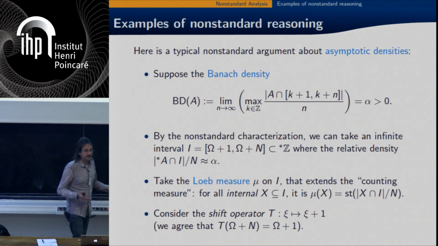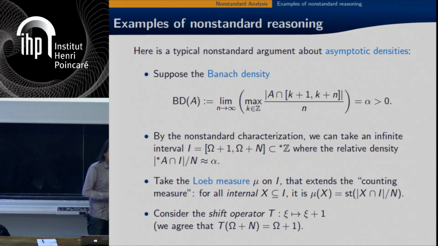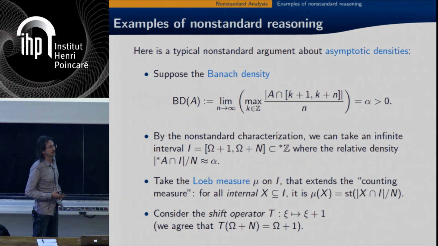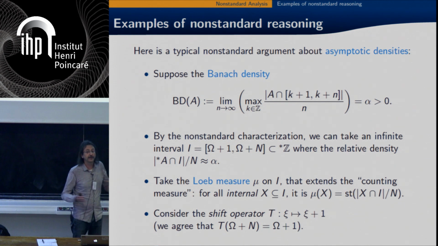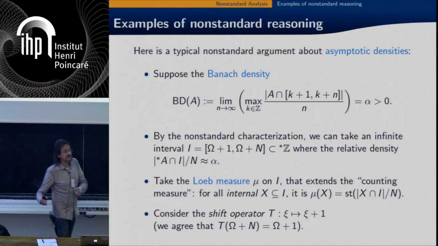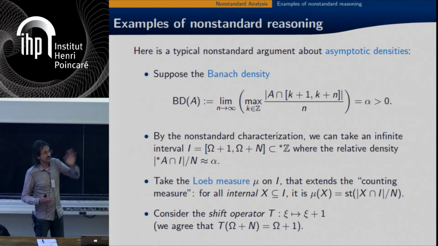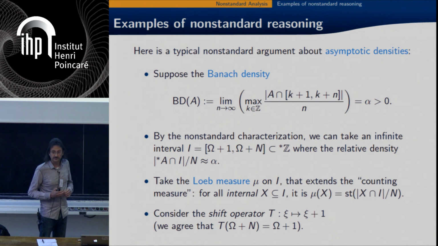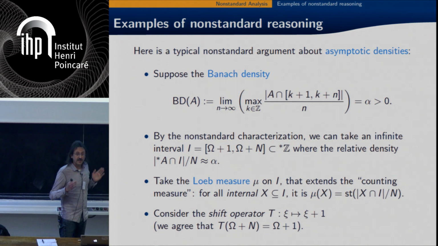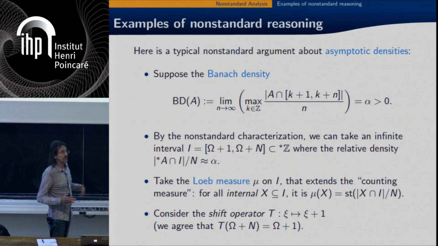So of course there will be sets with 0 asymptotic density and Banach density 1, so it's a much more general notion. And in a non-standard setting, this means that we have an infinite interval somewhere where the relative density, up to infinitesimals, is exactly the Banach density. Now we can work in that hyperfinite setting, and we have tools.